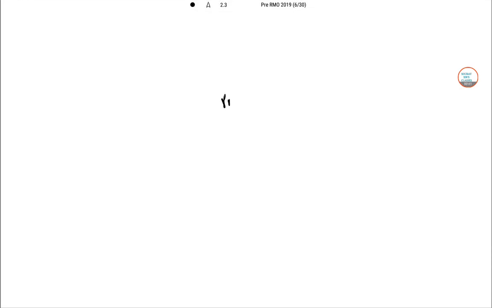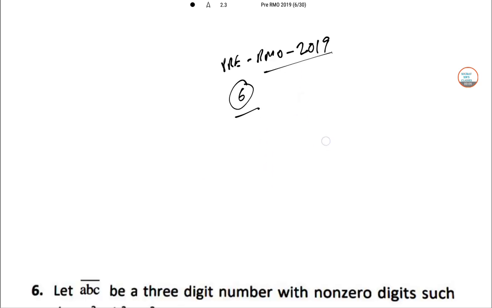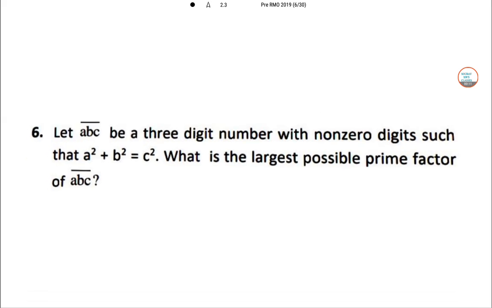Students, today we are solving the pre-RMO 2020 paper, 2019, and I am solving from question number 6. Let ABC be a 3-digit number with a non-zero digit such that a square plus b square equals c square. What is the largest possible prime factor of ABC?